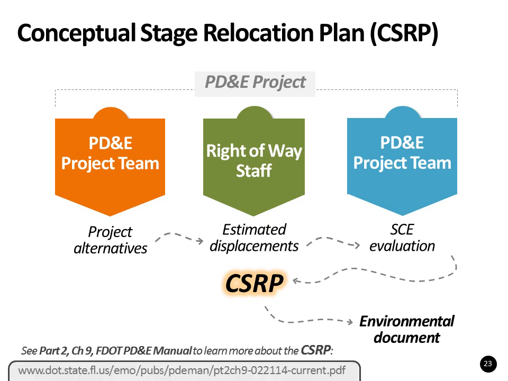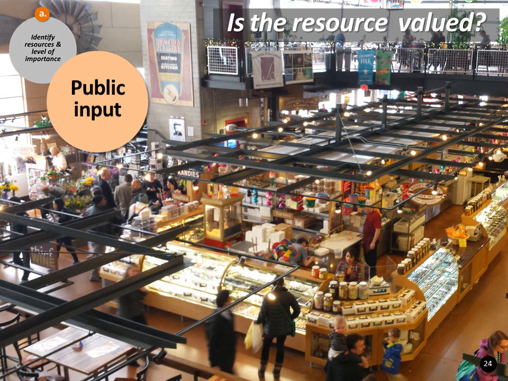You can learn more about the conceptual stage relocation plan, including when it's required and the information it must include, in Part 2, Chapter 9 of the Department's PD&E manual. If a community resource, such as a community facility, could be affected, its level of importance to the community is a factor in the assessment of effects. Public input from a previous project phase may be of help in assigning value. If prior public input is not available or is inadequate for the assessment, community outreach should be conducted.